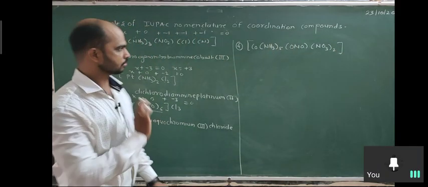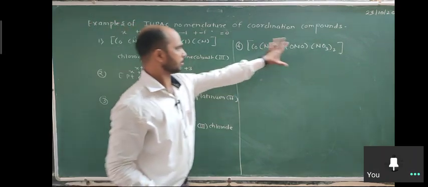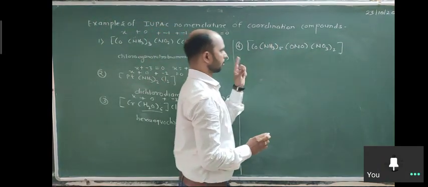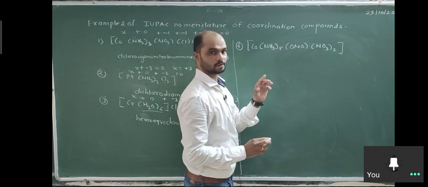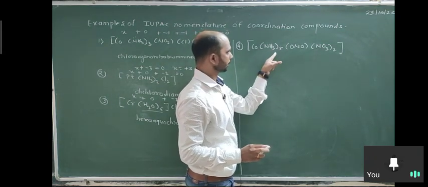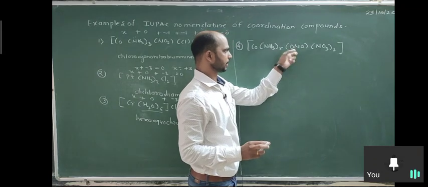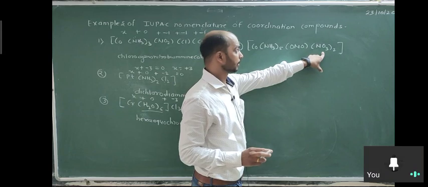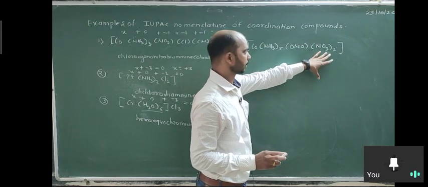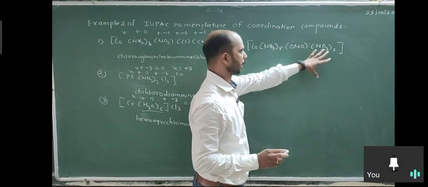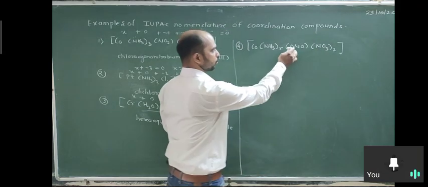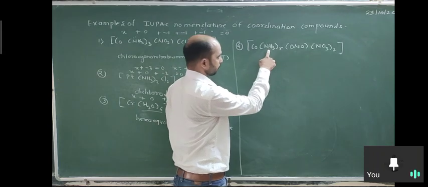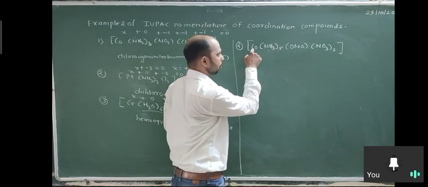Okay. First, look at the neutral compound. Identify how many types of ligand. There are 3 types of ligand: NH3, NO2, but it is represented as ONO, and here is the NO3, the nitrate. Okay, so nitrato, it is a nitrate. NO2 is the nitrito group. NH3 is the amine, and Co means it is cobalt.